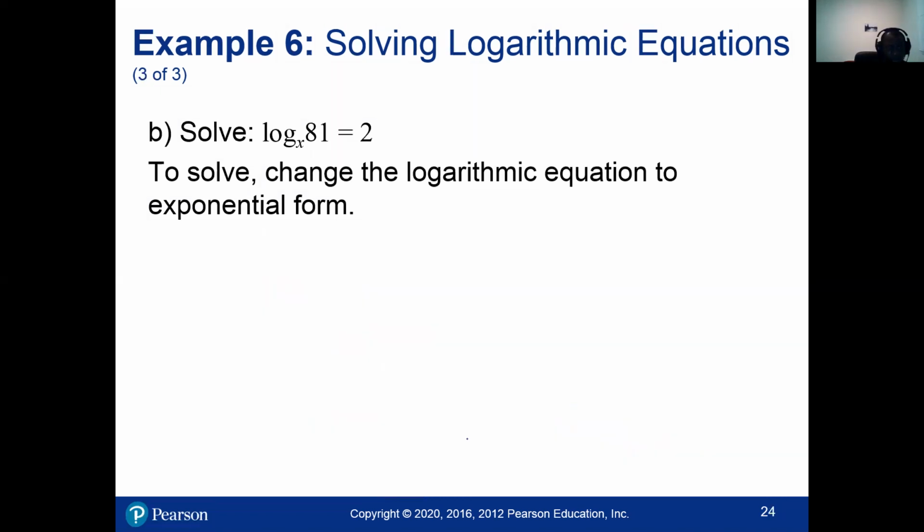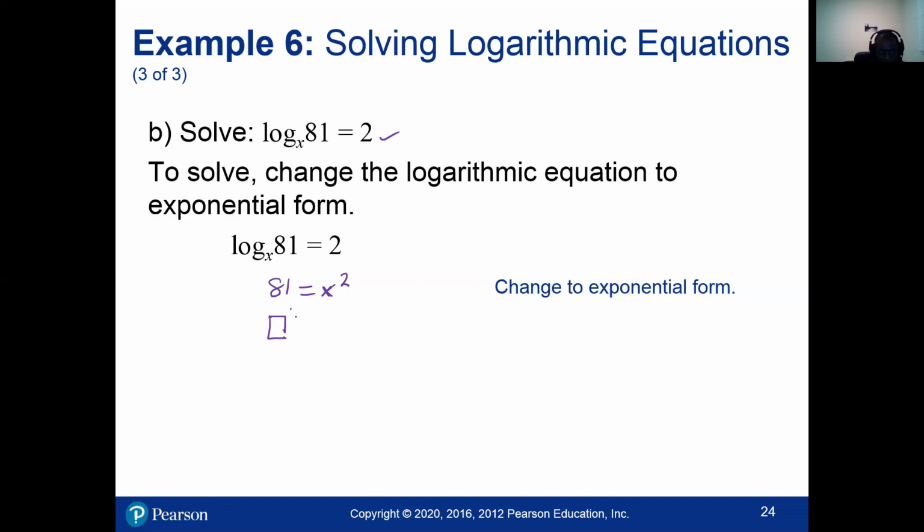Now, it says solve this equation: log base x of 81 is equal to 2. First you change it to exponential form, which means 81 is equal to x raised to 2. So in this case, I have to write 81 such that the exponent is 2. So there's a number raised to 2 is equal to x to 2.